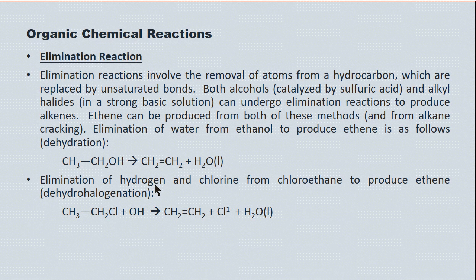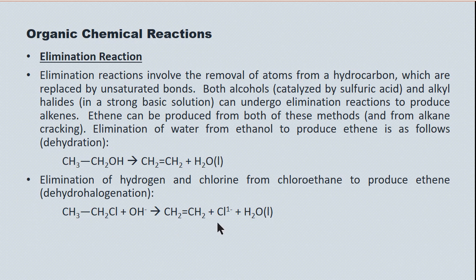And it's eliminated by reacting with, not in the presence of, but with a strong base. So this base is not a catalyst, it's a reactant. It strips off a hydrogen to form water, and the chloride ion comes off as a free ion as well. And of course there's our desired end product, there's the ethene. So these are the two elimination reactions you're responsible for.